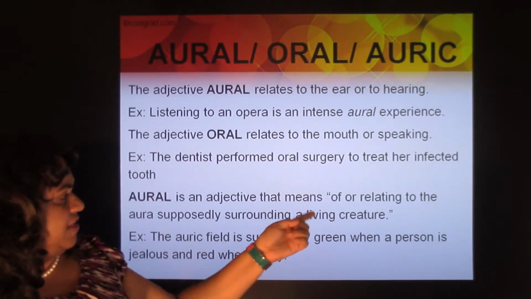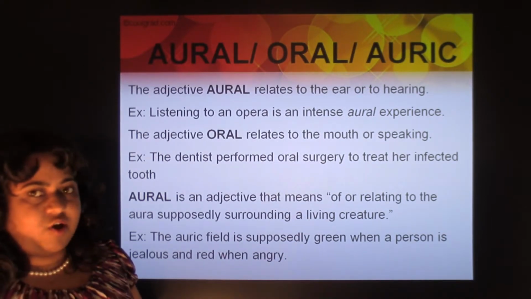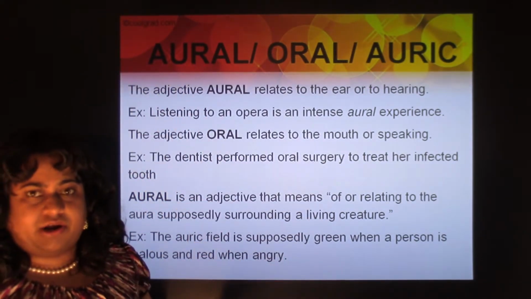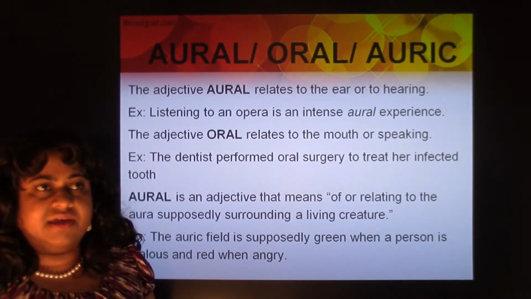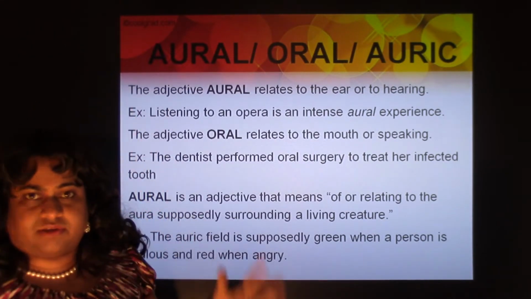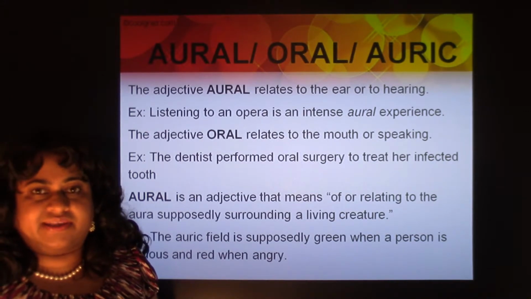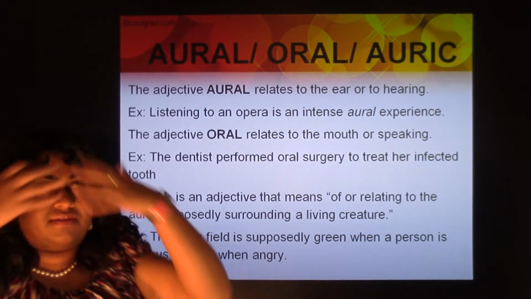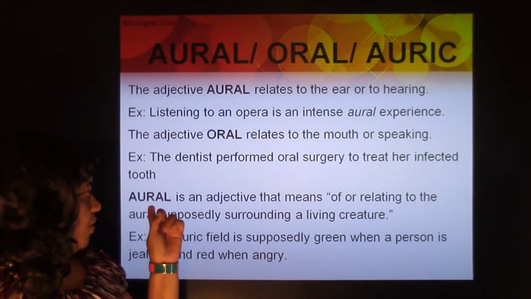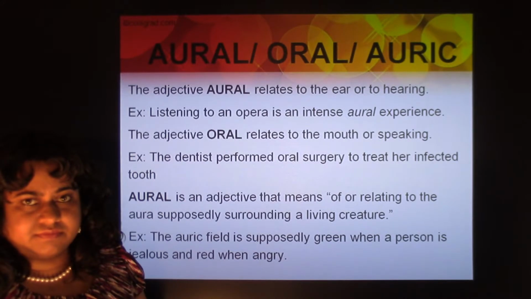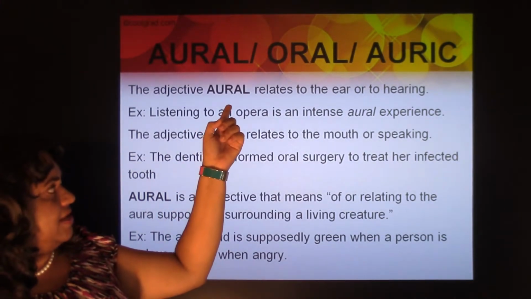Auric is an adjective that means of or relating to the aura supposedly surrounding a living creature. So every creature has like an aura, you know. When you are a great spiritual seeker or in meditation or something, you can actually see people's auras. So they say when somebody is speaking the truth, his aura is golden, and when he is jealous, it's green. When somebody is angry, there's an aura, an energy field around the person, which is red. So auric, remember, relates to aura. Oral is mouth, and aural is hearing.